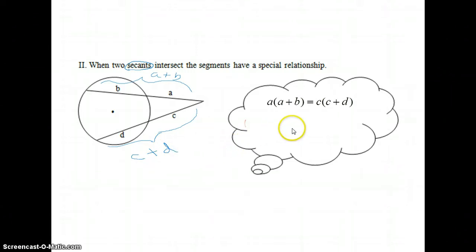So you can also think of this as taking the outside times the whole is equal to the outside times the whole. So again, I have the outside here, which is A, times the whole length, which is A plus B. And then my other segment, this secant here, I have the outside part C times the whole, which is C plus D. So let's take a look at an example.